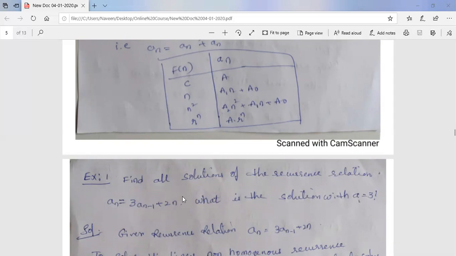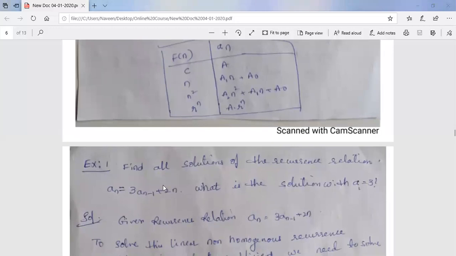Here you have a recurrence relation. You first identify, because nobody will mention in the problem whether it is a linear homogeneous or a linear non-homogeneous recurrence relation. You must identify which type of linear recurrence relation it is. If you identify it as a non-homogeneous recurrence relation, then the solution contains two parts, and you solve the problem accordingly.